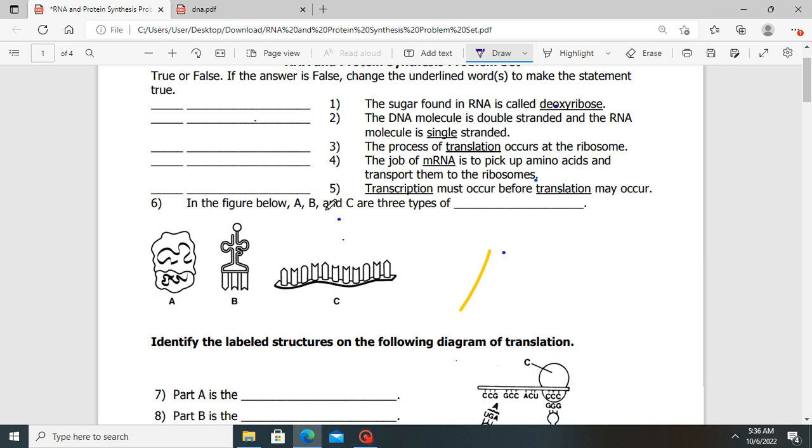Question 5. Transcription must occur before translation may occur. Is this true or false? Well, it's true, because we must form messenger RNA before we can transport the amino acids from the cytoplasm to the codons on the messenger RNA to form the protein. So question 5 is true.